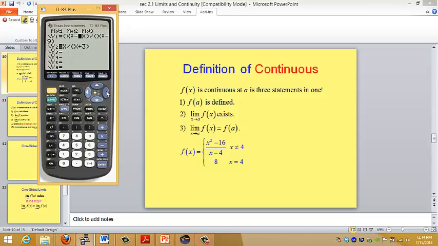X squared minus 16 over x minus 4. And let me clear this out, and let me hit graph. Hey, that function doesn't look all that special. Okay? But the only thing is, if you hit table, you can see that 4 is an error.